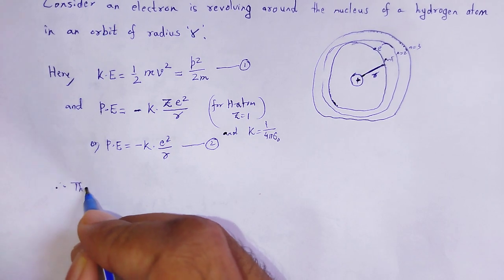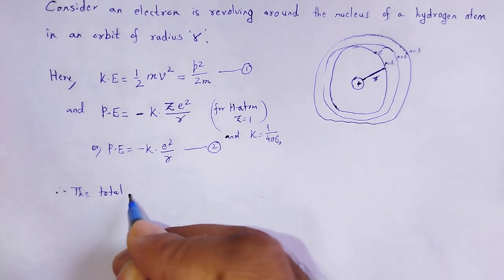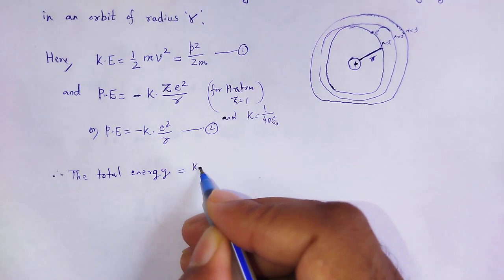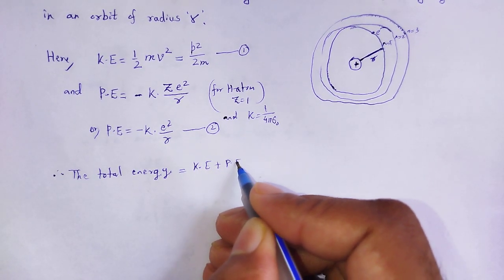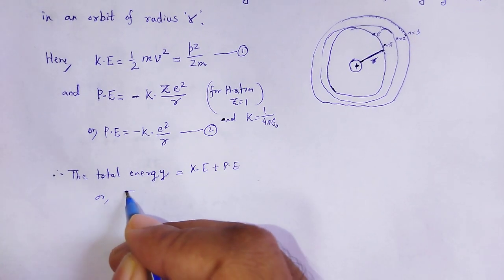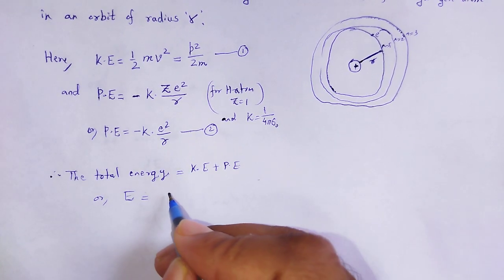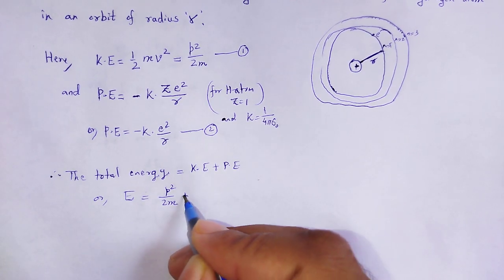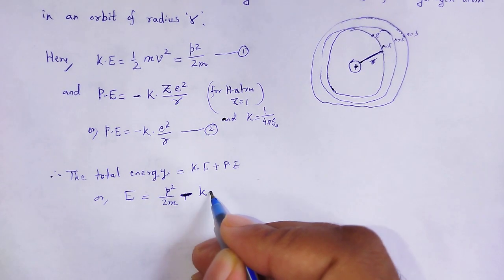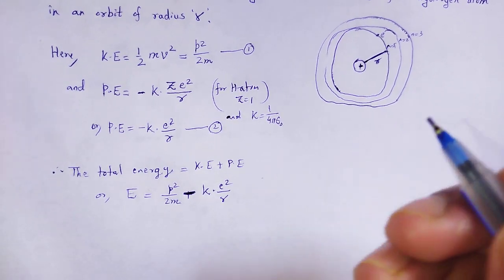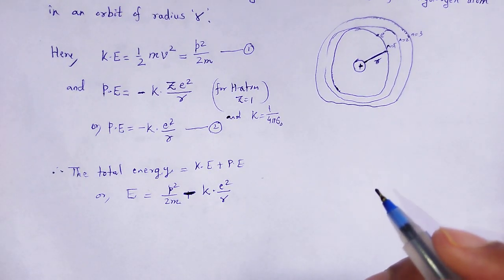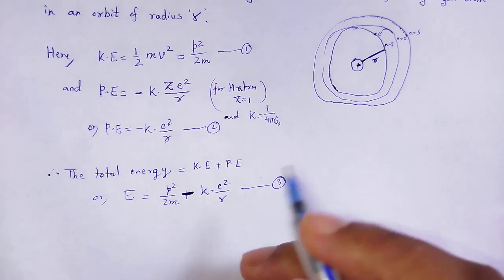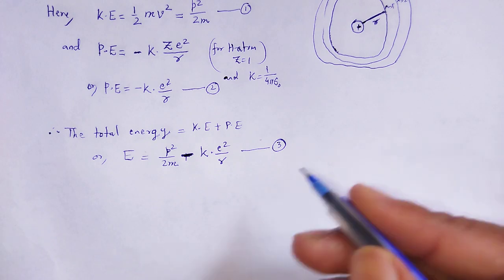The total energy of hydrogen atom is the kinetic energy plus potential energy. E is equal to kinetic energy p square by 2m minus potential energy k e square by r, equation number 3. We can use the uncertainty relation.